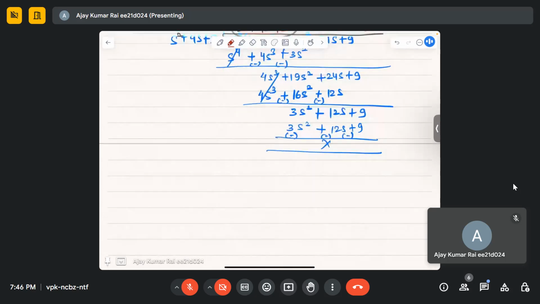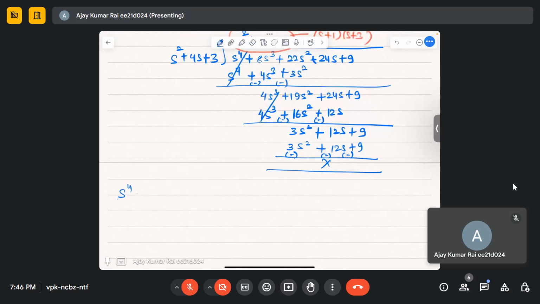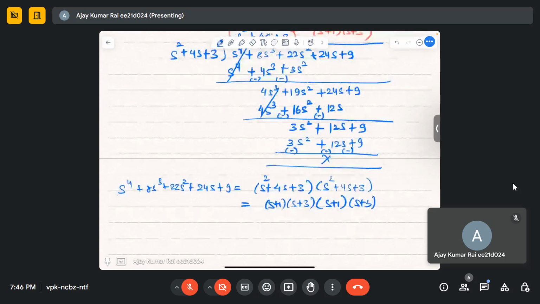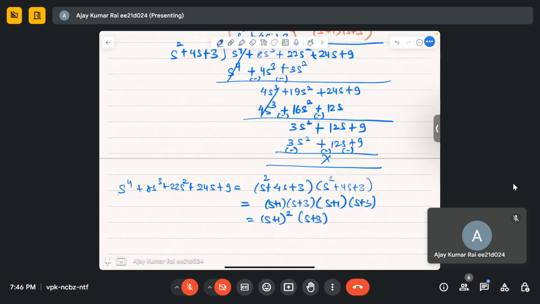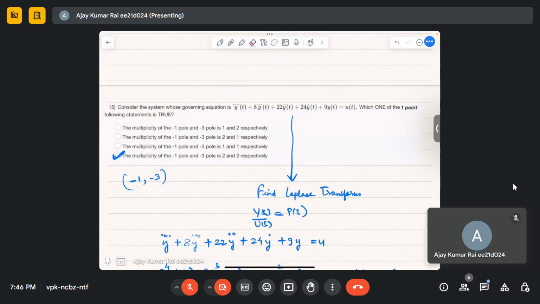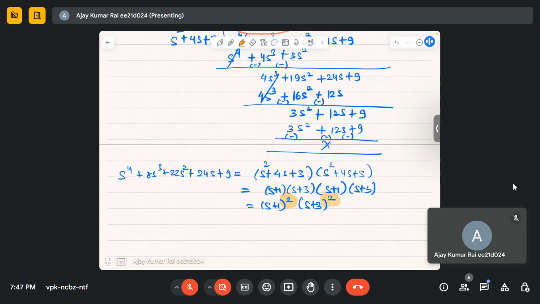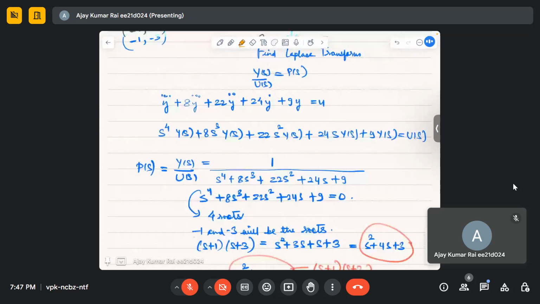So you can write s^4 plus 8s^3 plus 22s^2 plus 24s plus 9 as (s plus 1)(s plus 3) times (s plus 1)(s plus 3), going the long way. Which is (s plus 1) whole square, (s plus 3) whole square. So what was the question? Which one of the following statements is true? We have to find the multiplicity of -1 and -3. You see the multiplicity here: 2, right? Both have a multiplicity of 2. So option 4 is correct, right?